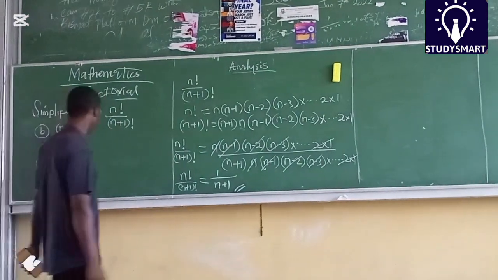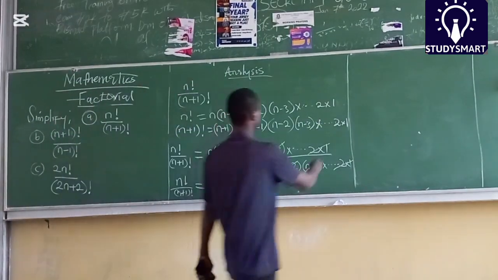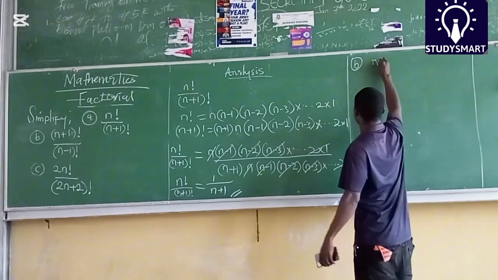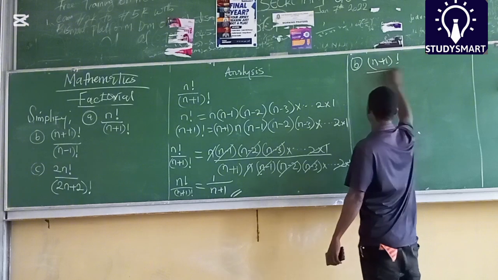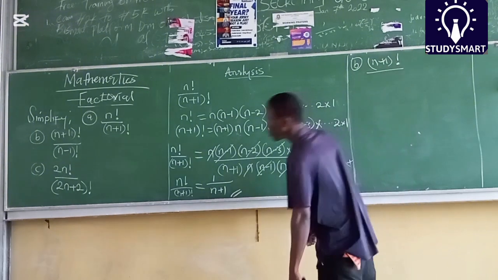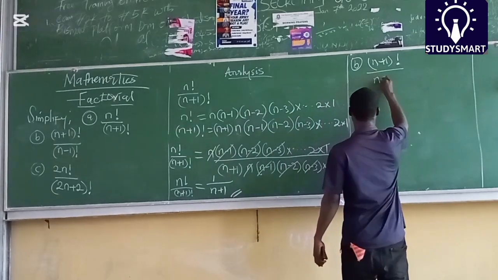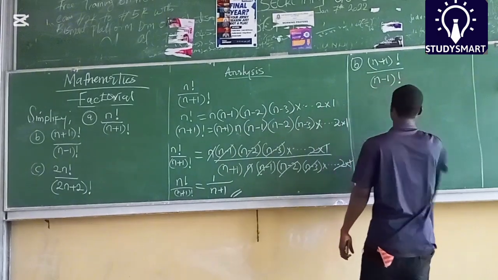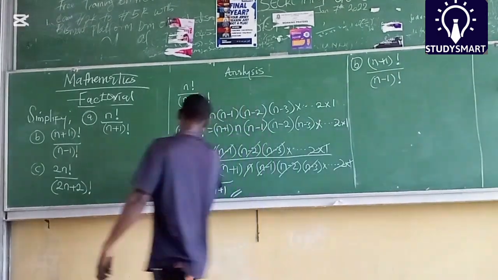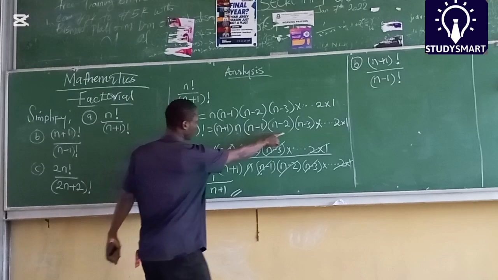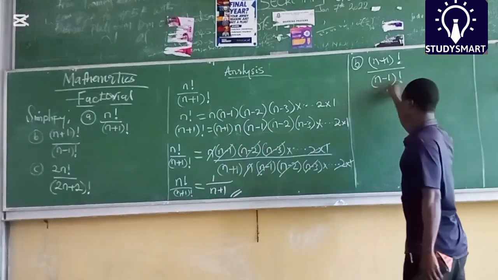So going over to the second problem, which is B: n plus 1 factorial over n minus 1 factorial. We already know what n plus 1 factorial is from this point. So our n plus 1 factorial is the whole of this. And if you check very well, the denominator here is n minus 1 factorial.